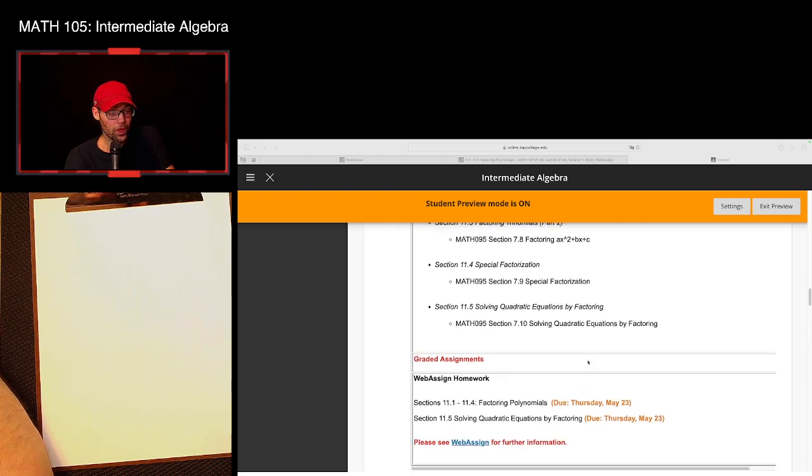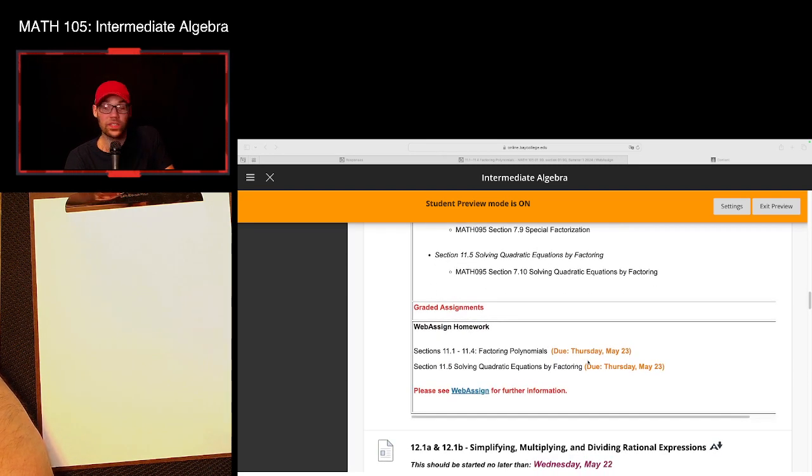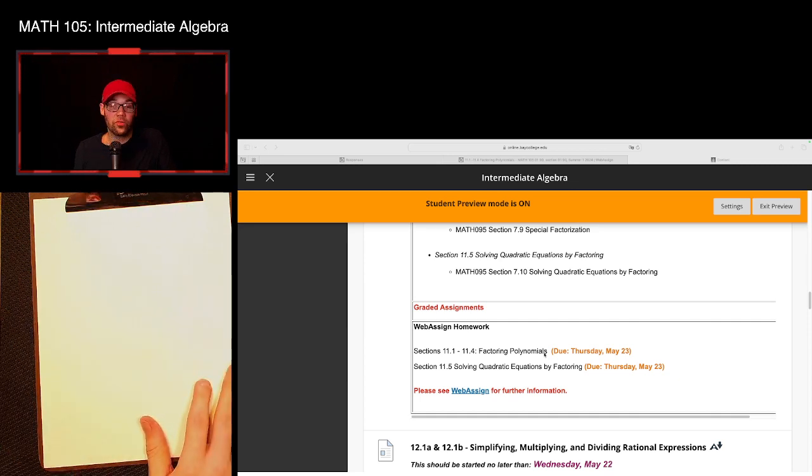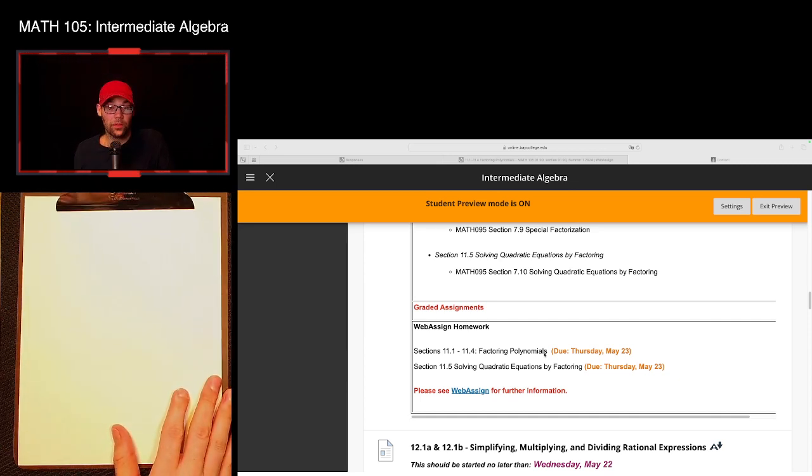supposed to know. At the very bottom, we will always talk about graded assignments, so anything that has a due date that will be graded, you will see down here below. So you can see, even though these sections are all about factoring, we do have 2 WebAssign homeworks that are going to be assigned to this.